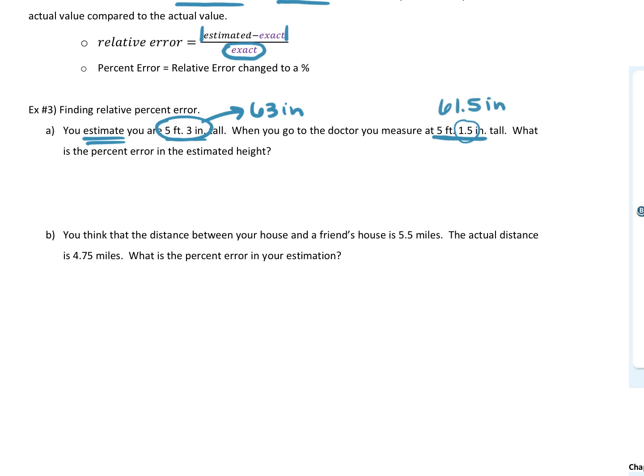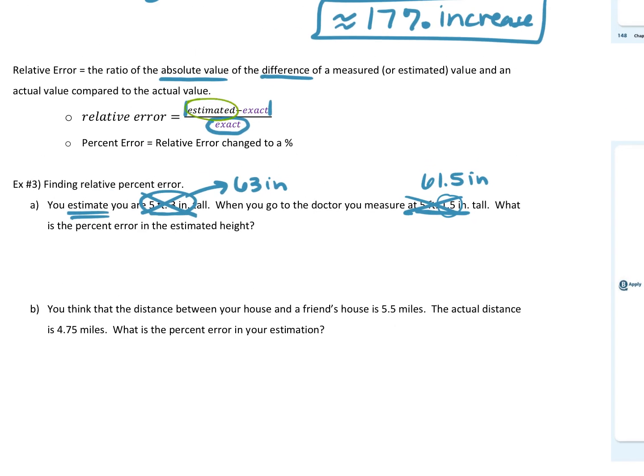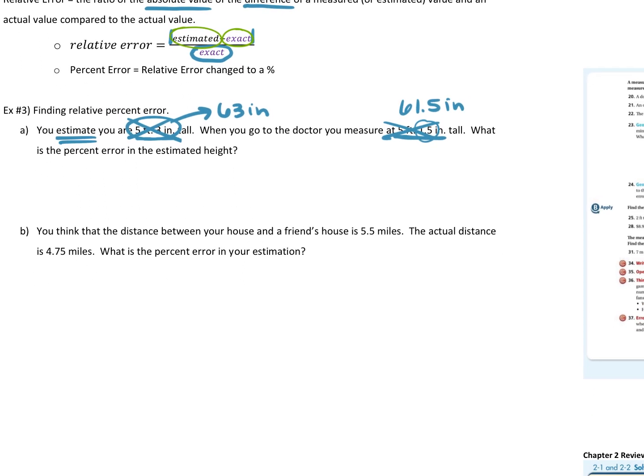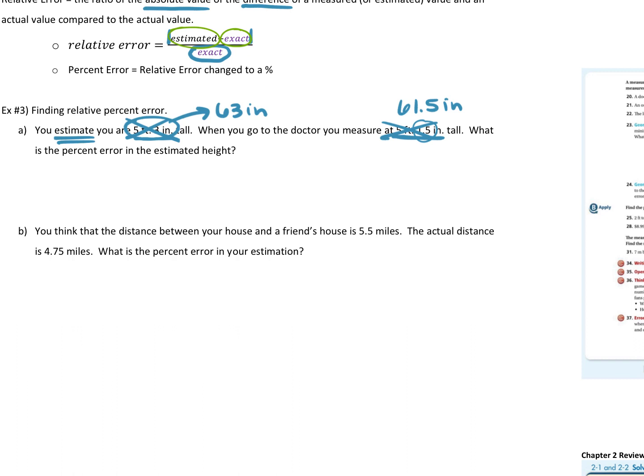Okay, so don't use different units. Keep it just in one set of units for that. It's going to simplify your life a whole lot. So what this says is you're taking the estimated minus the exact. Again, you're taking the absolute value of it. So whether you subtract them in this order or this order, as long as you take the positive version, it will be the right answer, okay? So we can go 63 minus 61.5.